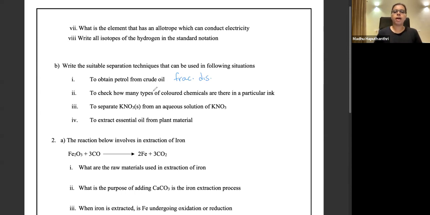To check how many types of colored chemicals are there in a particular ink, what can you do? Oh, very good, chromatography. Right, chromatography. By running a certain chromatogram, you can find how many spots are appearing. So the number of spots that you are seeing in the chromatogram, you can relate that to the number of types of inks. Right. Third one, to separate potassium nitrate solid from an aqueous solution of potassium nitrate.